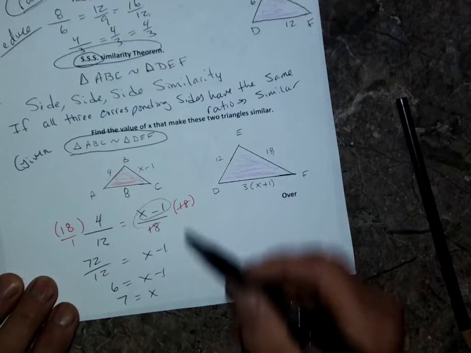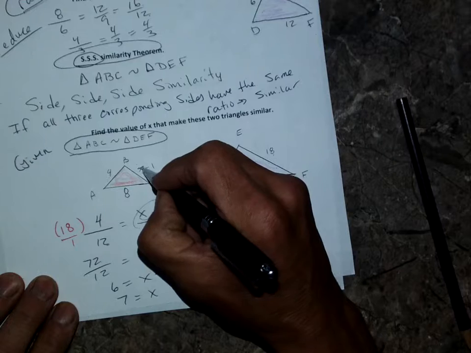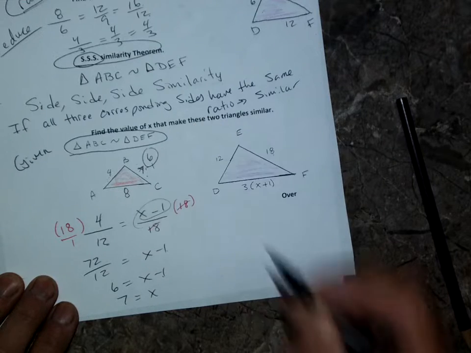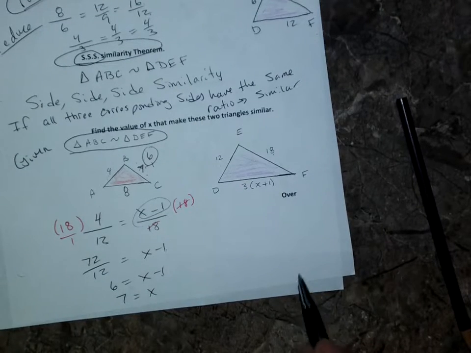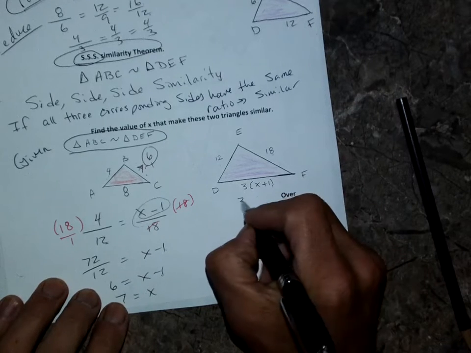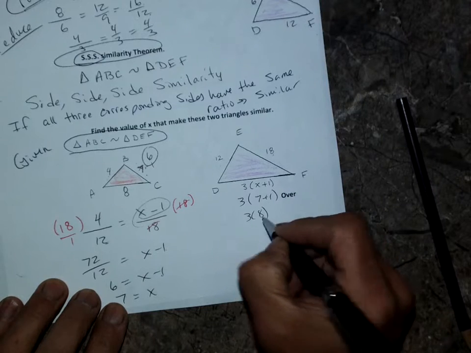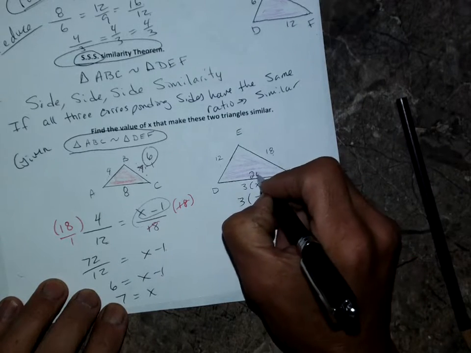Okay. Therefore, if I put the 7 in here, this side's going to be 6, right? Now, what's this side? Well, I can plug that in. I get 3 times 7 plus 1, 3 times 8. This side is 24. Okay. Pretty easy.